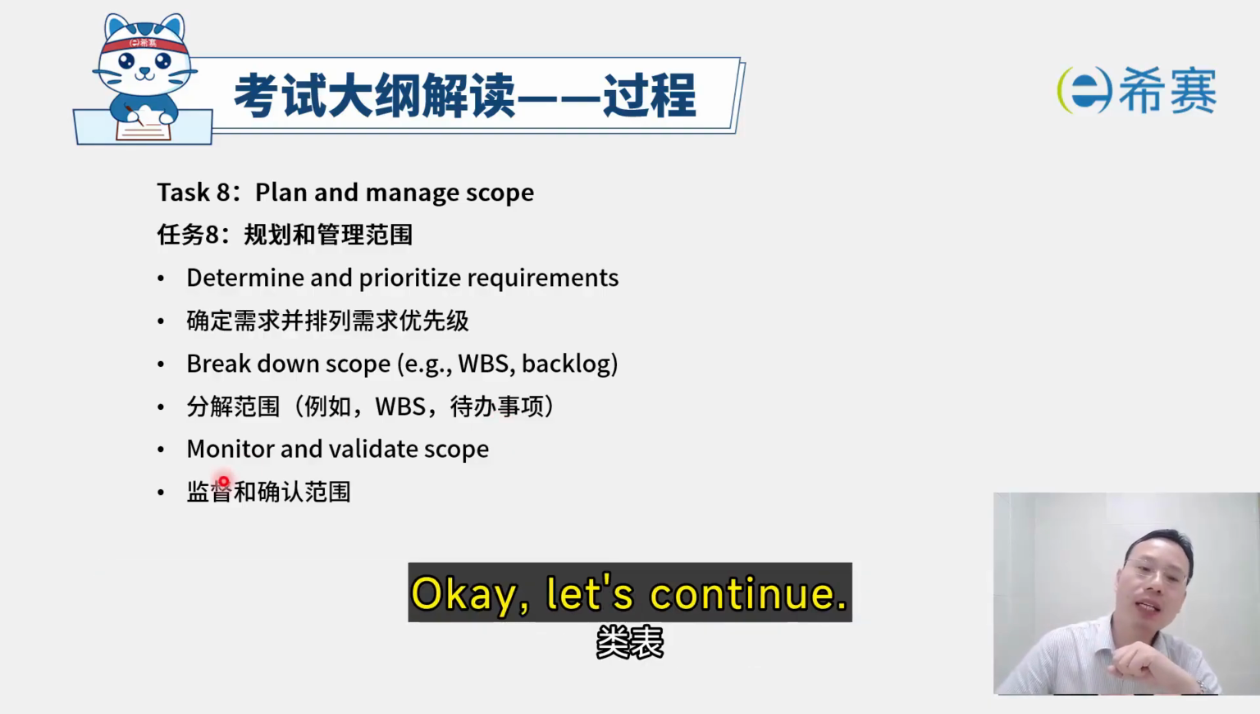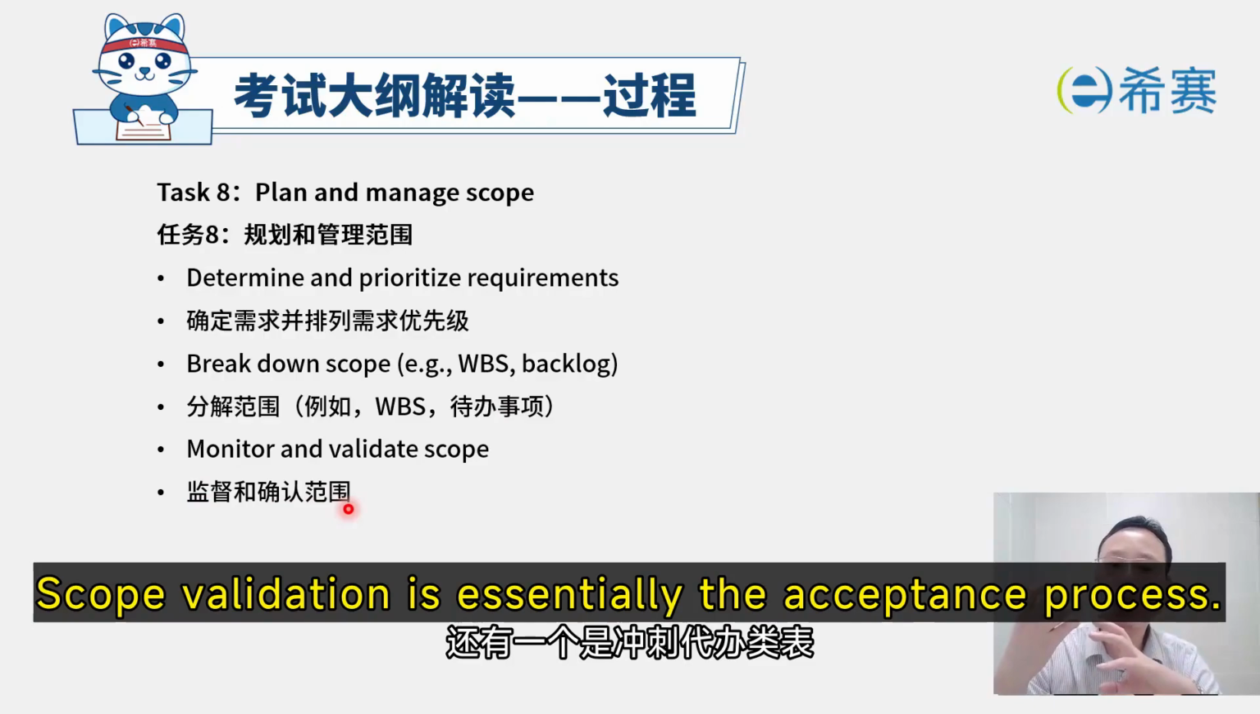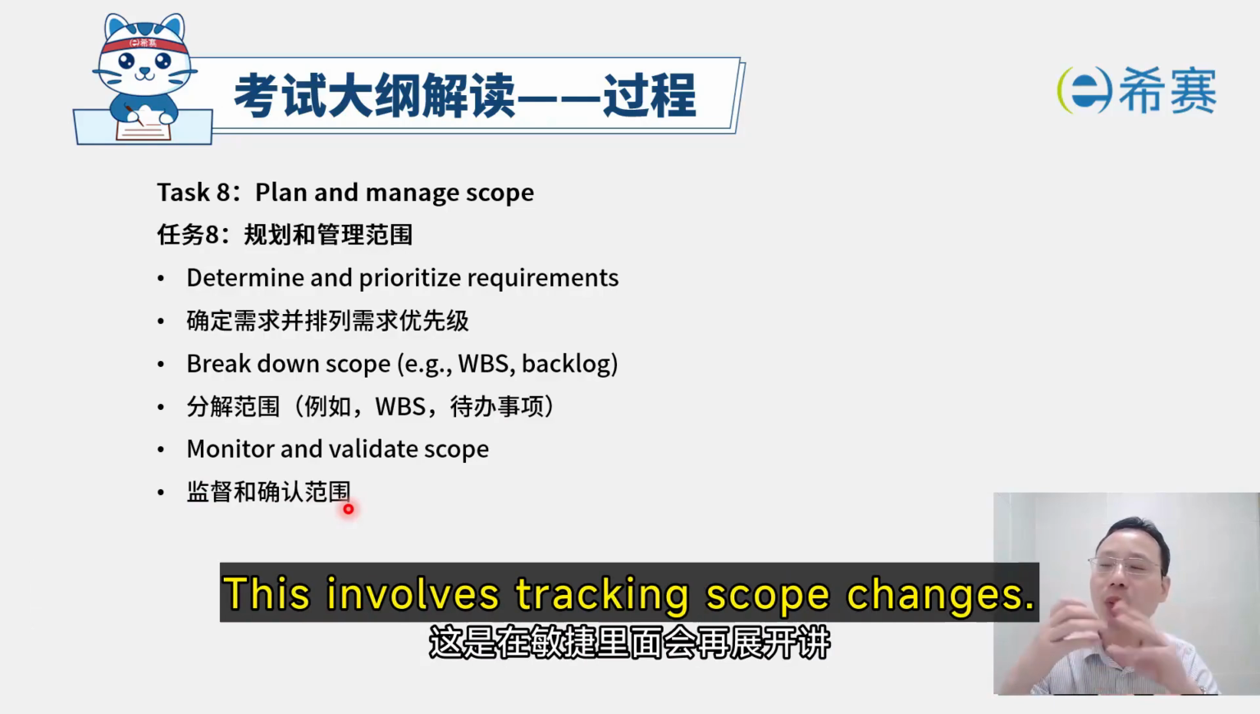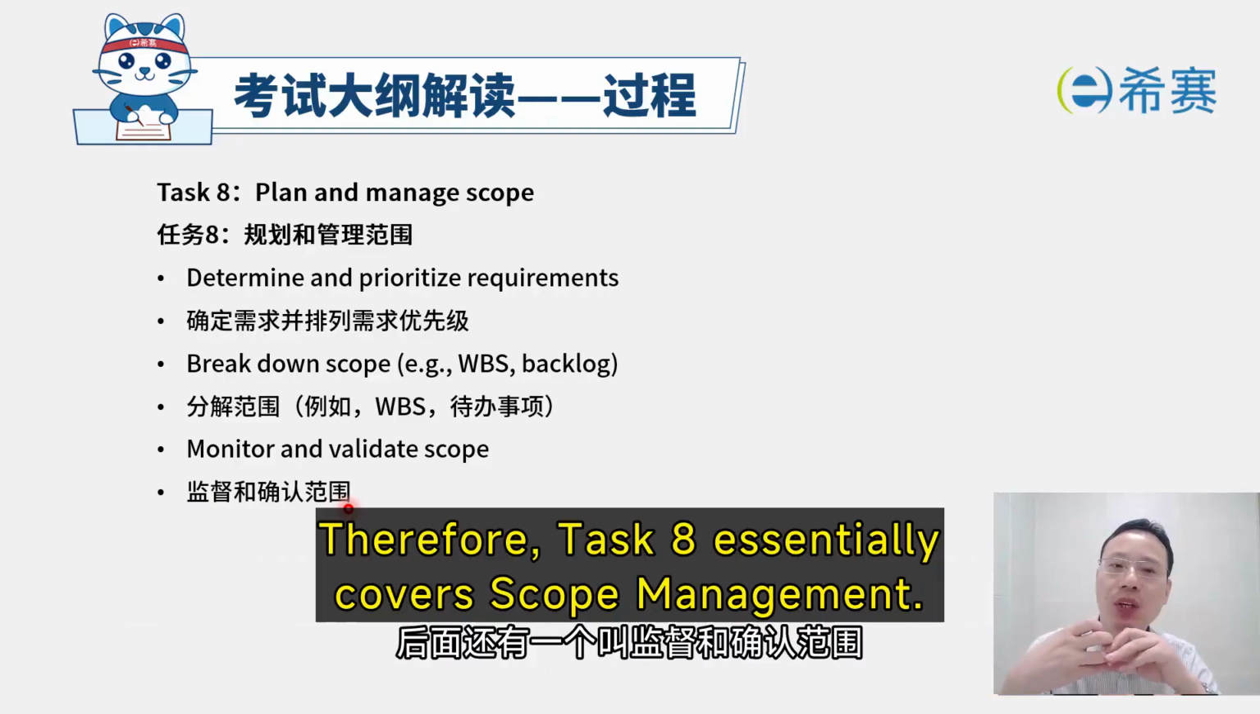Okay, let's continue. Next up is scope monitoring and validation. Scope validation is essentially the acceptance process. We also need to monitor the scope. This involves tracking scope changes. We must follow the change management process. Therefore, Task 8 essentially covers scope management.